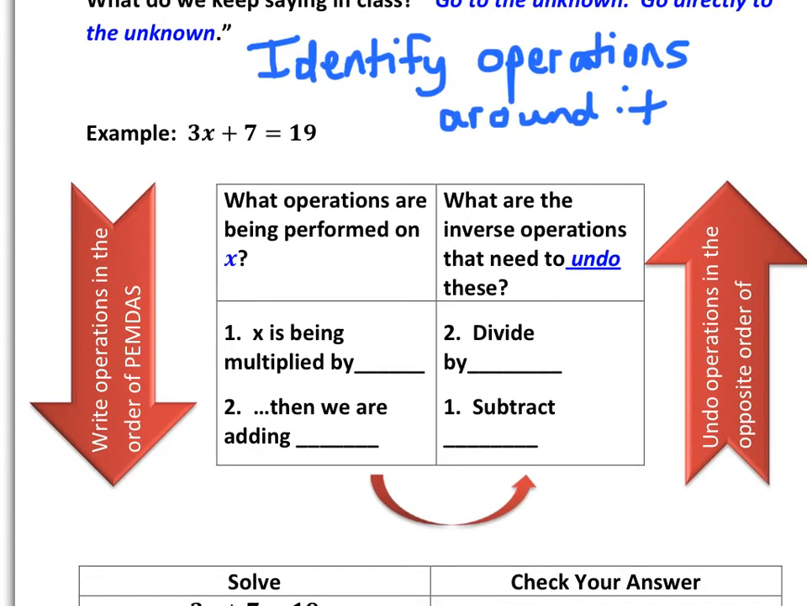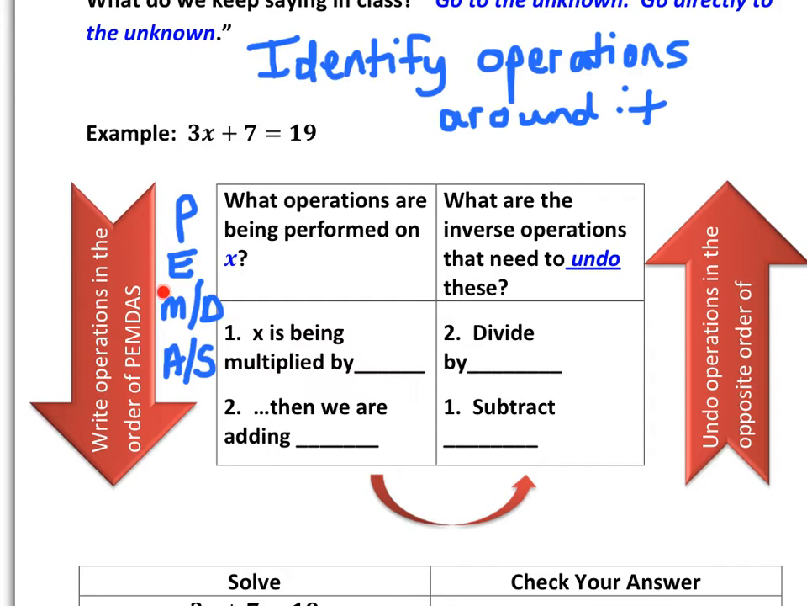3x plus 7 equals 19. Now, in this case, we have a couple of operations around it, and I want you to identify those in a specific order. I want you to follow the order of operations, or PEMDAS. Let's write that down. All right. So the first thing, go directly to the unknown. Here's x. Look at order of operations, and what is the first thing you encounter here around x?